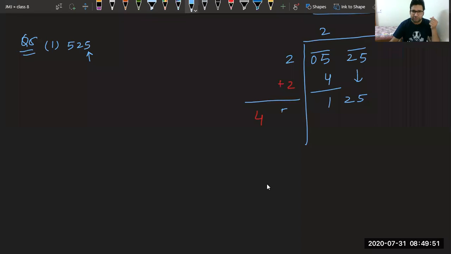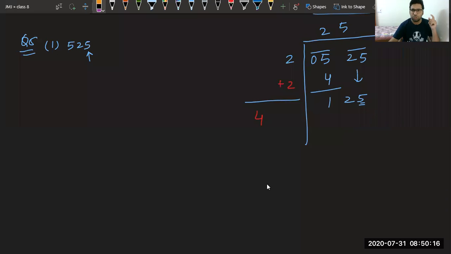If you take 5, see what will happen. 5 5s are 25. 2 will come. 5 4s are 20 plus 2, 22. Will this work? No. You are only seeing the last digit. You are not seeing that 5 will give you a larger number. Okay, please be careful. So here we will use 2.